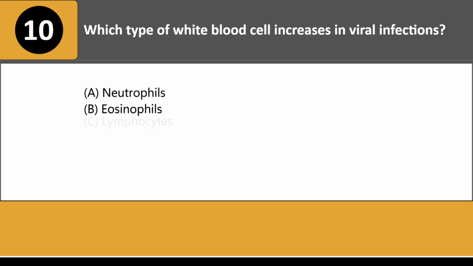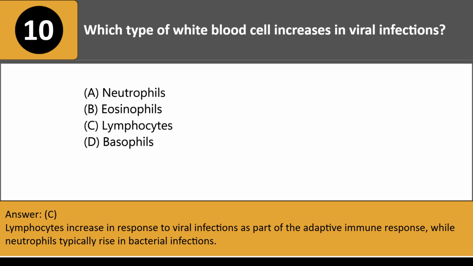Which type of white blood cell increases in viral infections? A. Neutrophils. B. Eosinophils. C. Lymphocytes. D. Basophils. Answer C. Lymphocytes increase in response to viral infections as part of the adaptive immune response, while neutrophils typically rise in bacterial infections.